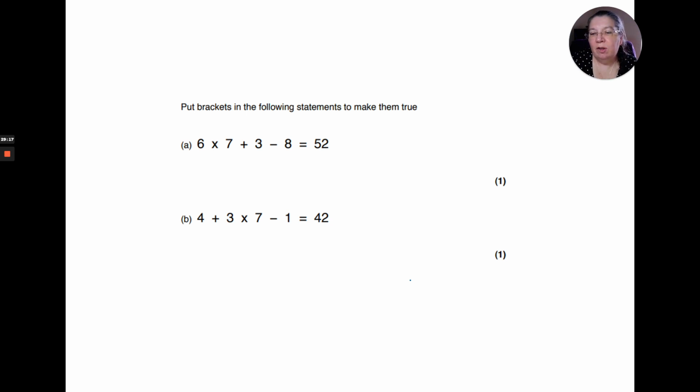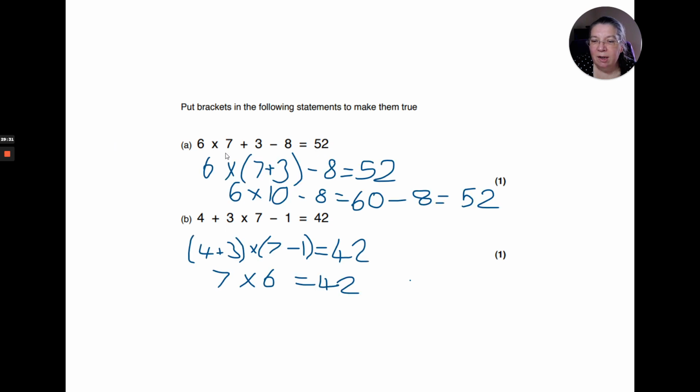So I can't follow the normal BIDMAS rules, so I've got to put in some brackets to do something else first. Because that did not give me a big enough answer. So if I put brackets around 7 plus 3, that gives me 10. 6 times 10 is 60. Subtract 8 gives me the 52. So putting brackets around the 7 and the 3 is the correct answer for that question.